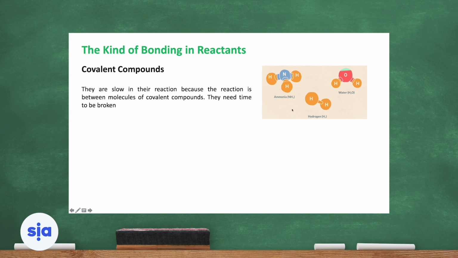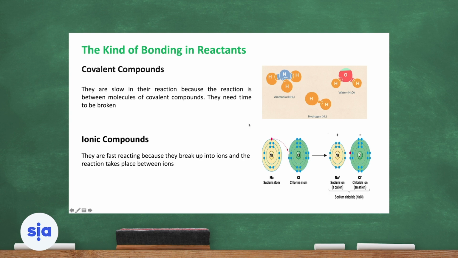While in ionic compounds, the reaction is between ions, where you remember when we said that sodium will lose an electron and the chlorine will gain it. This occurs fast, immediately. So this is a fast reaction because they break up into ions, and ions react faster than molecules.